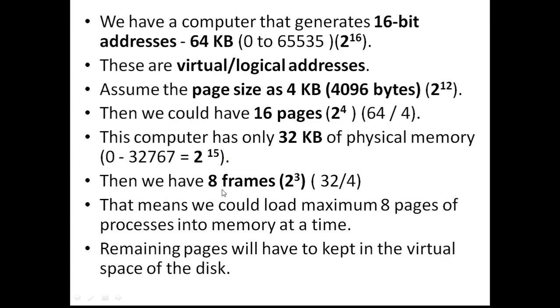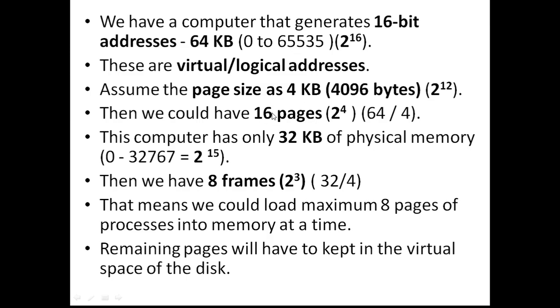After that we can say there are 8 frames. How 8 frames? 32 KB is the total size of main memory, and we have already seen the page size to be 4 KB, and page size is equivalent to frame size. So we don't need to expect a separate value for that. So 32 divided by 4 is 8 frames. For that we need 3 bits. So for representing 8 frames we need 3 bits, and that means that we could load a maximum of 8 pages into the memory, because there are only 8 frames.